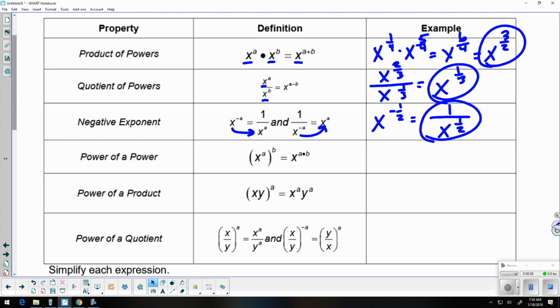Power to a power, you multiply. So if I have an exponent raised to another exponent, I'm just multiplying a times b together.